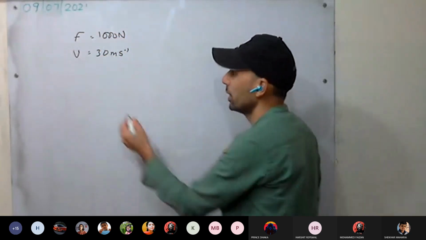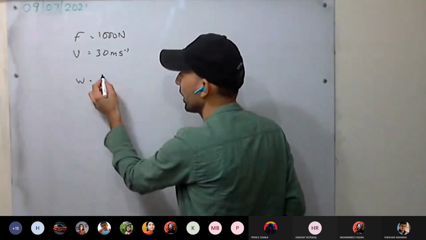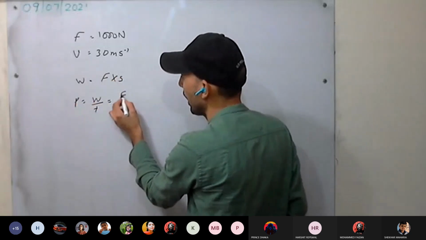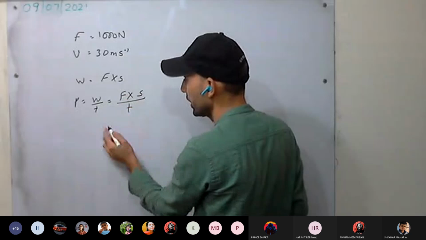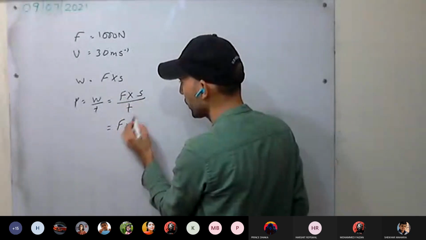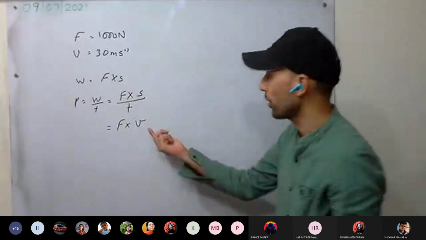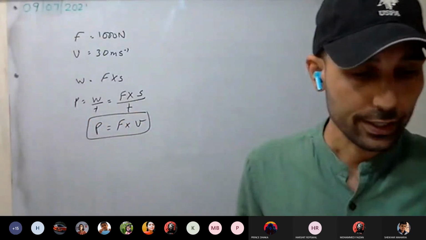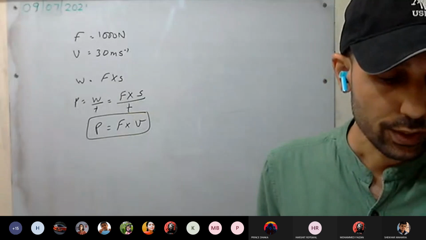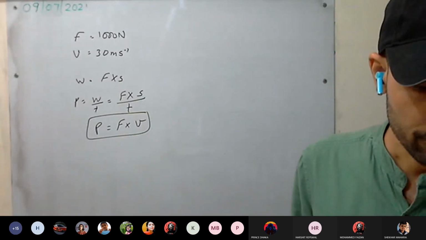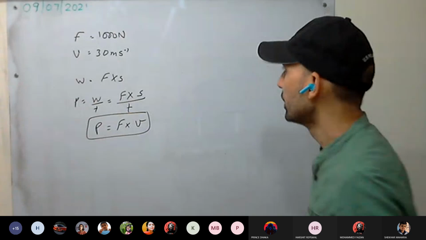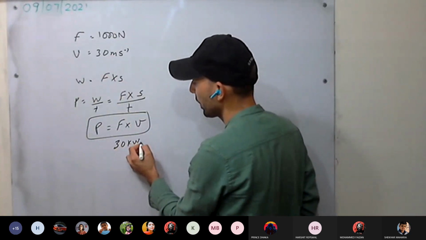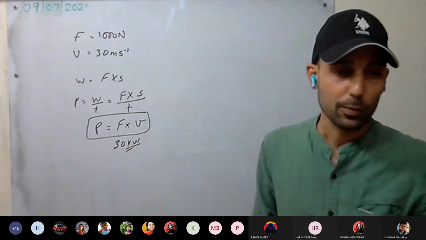Force is given, velocity is given, 30 meter per second, and the maximum force that can be applied is 1000 Newton. Okay, so we have studied work done is how much? F into S. Power is W upon T, F into S divided by T. F into S by T is velocity. So power is nothing but force into velocity. Now calculate: 1000 Newton into 30 meter per second, 30 kilowatt. Power will be 30 kilowatt.